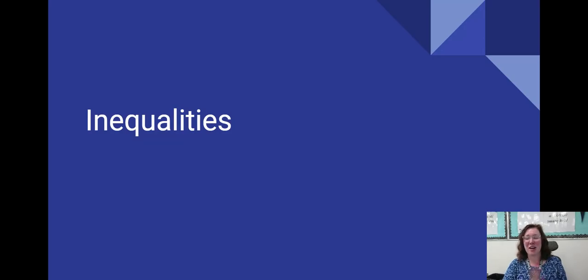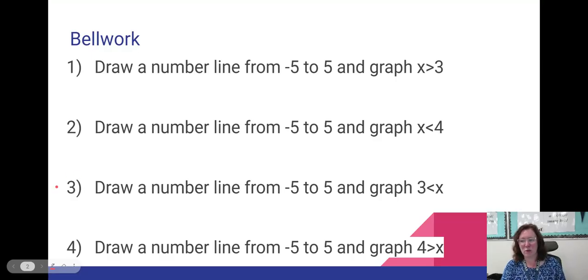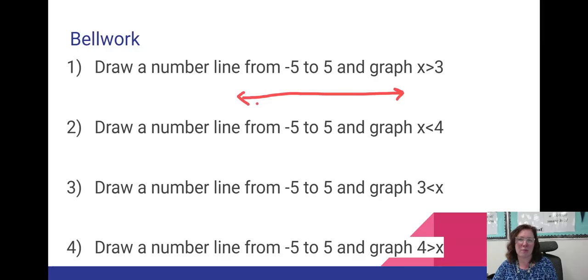Hi, today we're going to talk about solving inequalities. So we start with our bell work. I'm just going to draw one number line and we can look at them all from there. So draw our number line from -5 to 5. So -5, -4, -3, -2, -1, 0, 1, 2, 3, 4, 5.